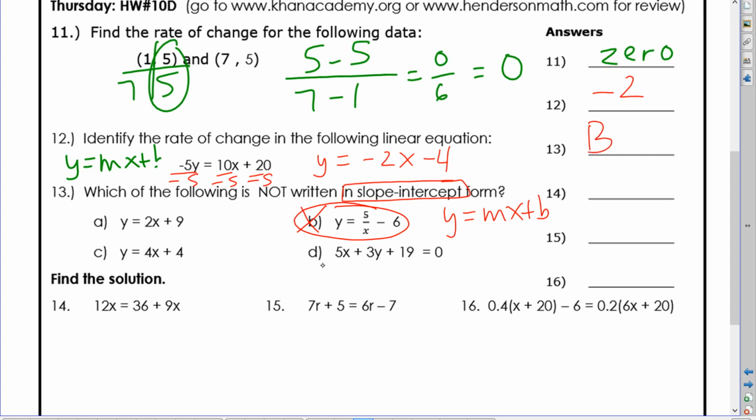And how about letter D? 5x plus... Nope, that's not either. You can't have x's and y's on the same side. You gotta have y by itself, and you gotta have x in the numerator, not in the denominator. So it looks like B and D are not written in slope-intercept form.